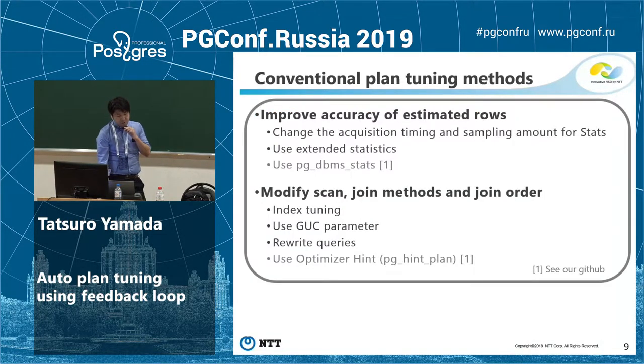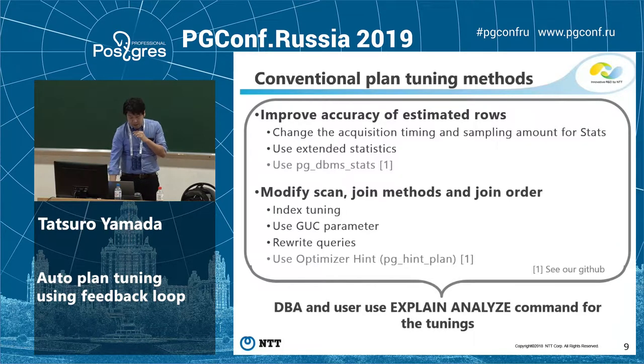I am not going to explain all of them one by one. There are various tuning methods. I think that there are two types of tuning. One is to improve the accuracy of cardinality estimation. The other is to change the scan and join method and the join order. In addition, the gray characters are the extensions we are developing and sharing. So there are various tuning methods, but there is something in common. They involve repeatedly running the explain analyze command in the tuning phase. I'm going to explain my idea for plan tuning on the next slide.